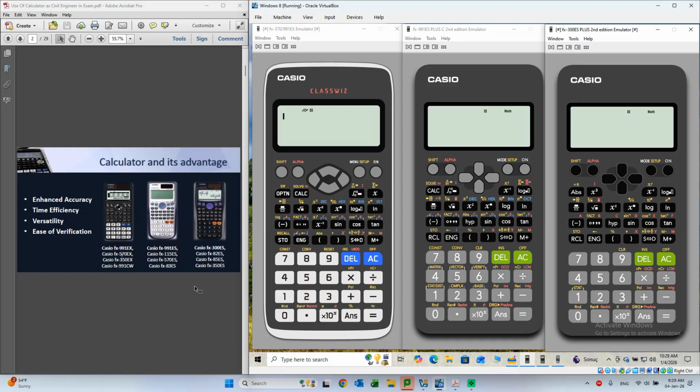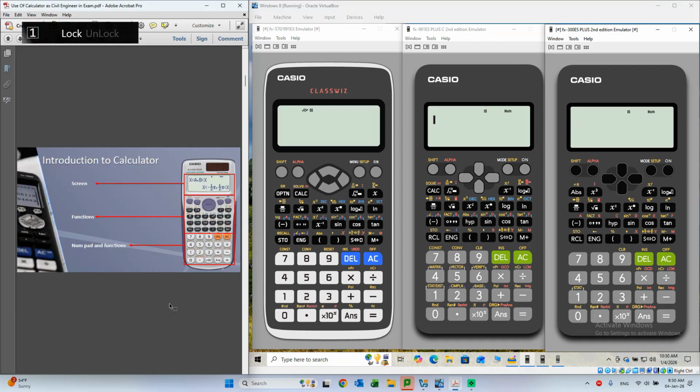As we know, a calculator enhances the accuracy of the calculation, and it reduces the time that we need for a calculation. It also allows for verification: sometimes we check things, so we can go back and do the calculation again. To do so, we will be introducing some of the functions.